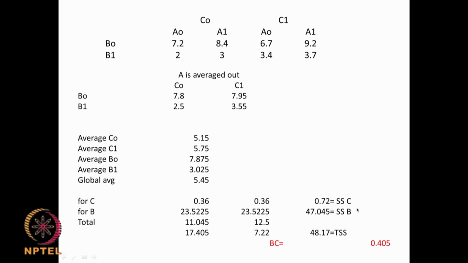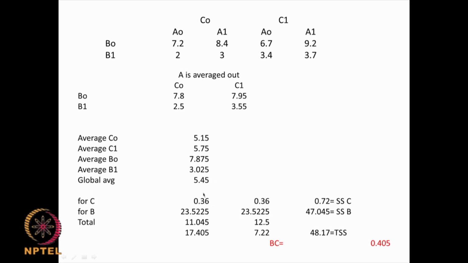Now, if you add these, you will get sum of squares corresponding to C. If you add these, you will get sum of squares corresponding to B here, okay. So, quite simple. Now, how do you get the total? Total is 7.8 minus 5.45, square it up and then multiply by 2.